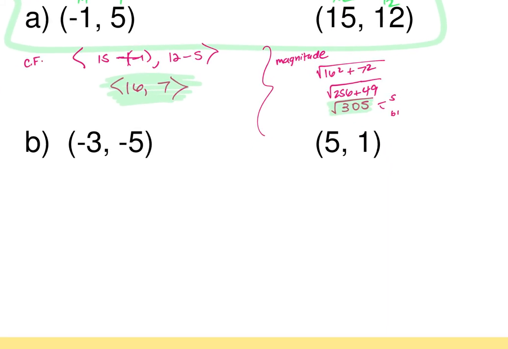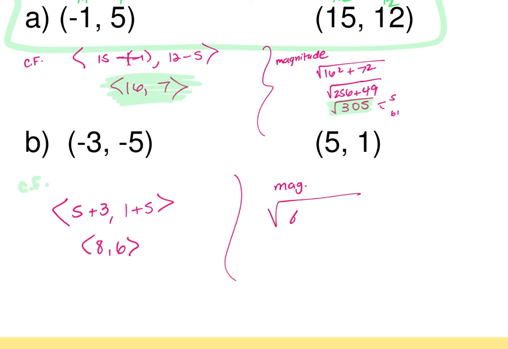All right, so component form should have been 5 minus a negative 3, which becomes plus 3. 1 minus a negative 5, which becomes plus 5. So 8, 6. Then your magnitude, square root of 8 squared plus 6 squared, 64 plus 36, square root of 100, which is 10.